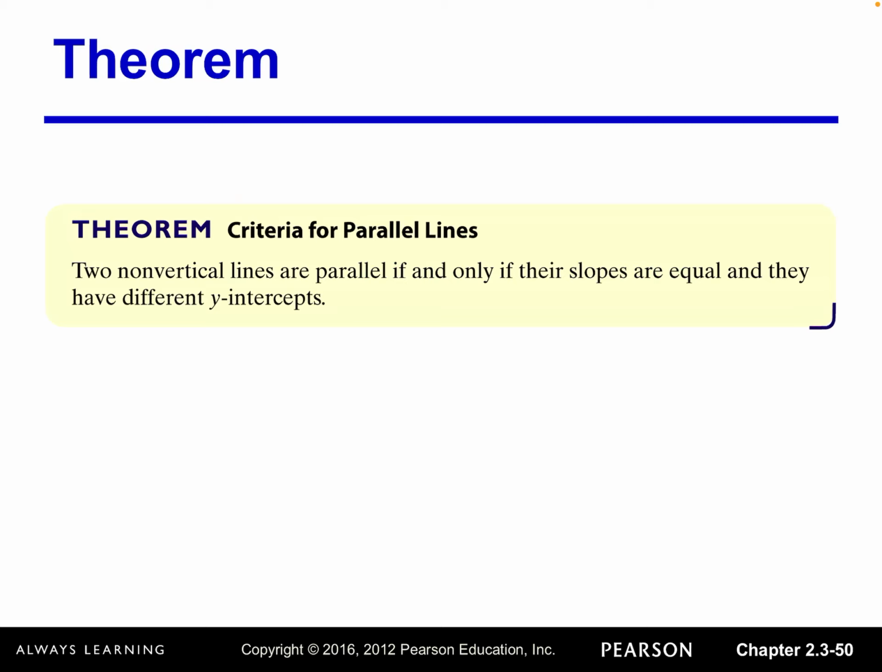Criteria for parallel lines. Two non-vertical lines are parallel if and only if their slopes are equal and they have different y-intercepts. Okay, so if we put in mathematical language the criteria for two lines to be parallel, first, two lines must have the same slope. If line 1 has slope m1 and line 2 has slope m2, then the two lines must have the same slope, and at the same time the two lines must have different y-intercepts, right?